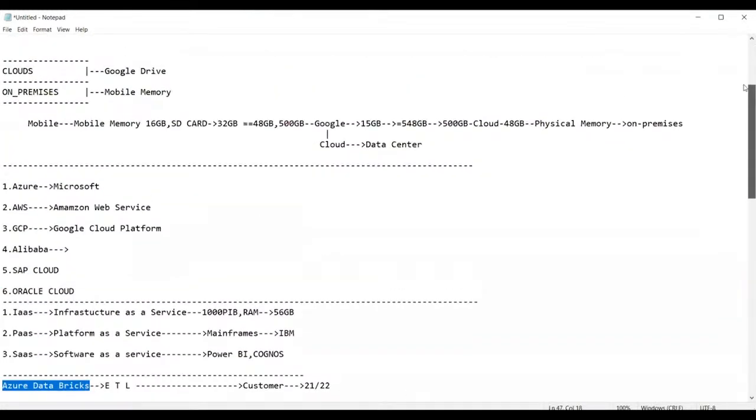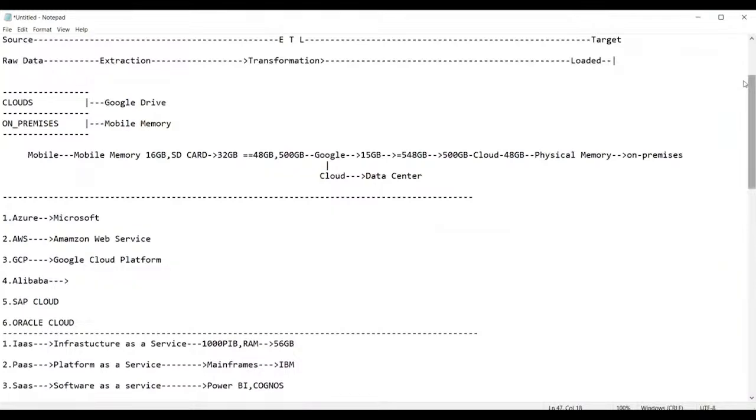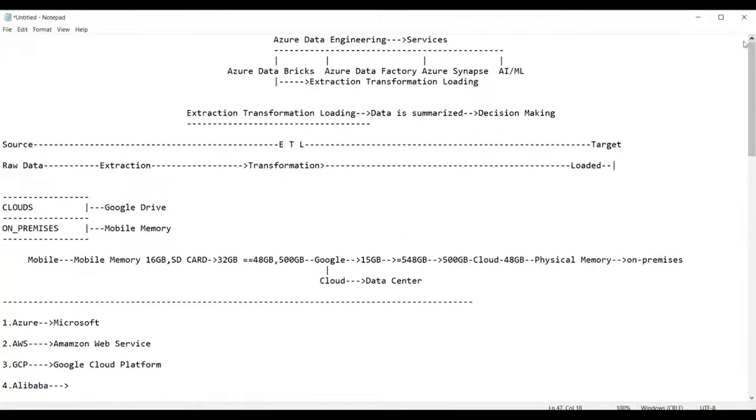Now, as a part of this course, we are going to see Azure Databricks. The total duration of this course will be 60 hours. We are quoting it as 60, but it will go beyond 60 hours because we have many live scenarios we are going to look into.